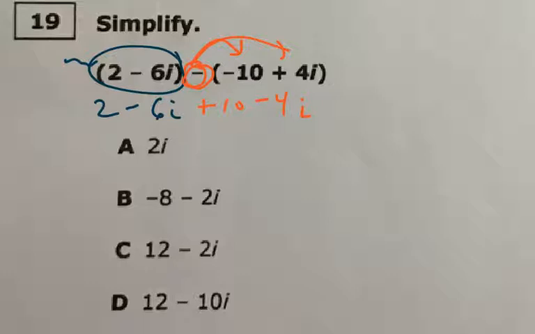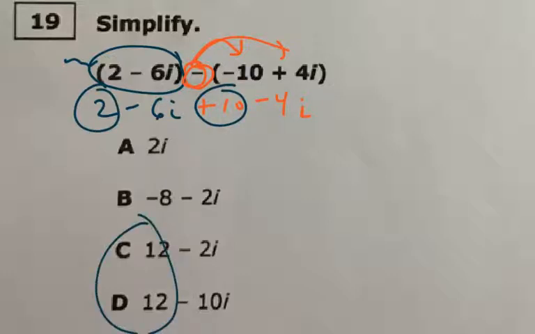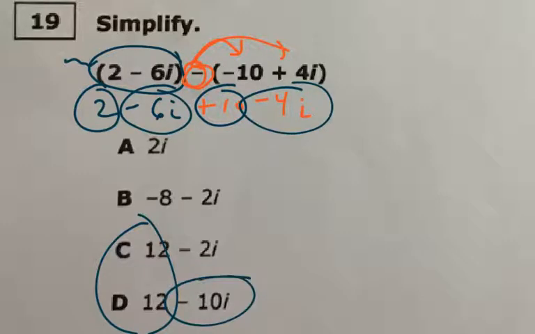And so finishing up, I know 2 plus 10 is 12. I know -6i minus 4i is -10i. There's my answer. Pause the video if you need to.